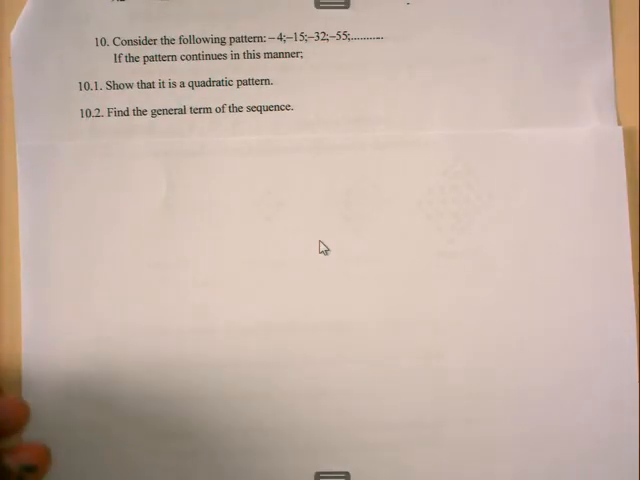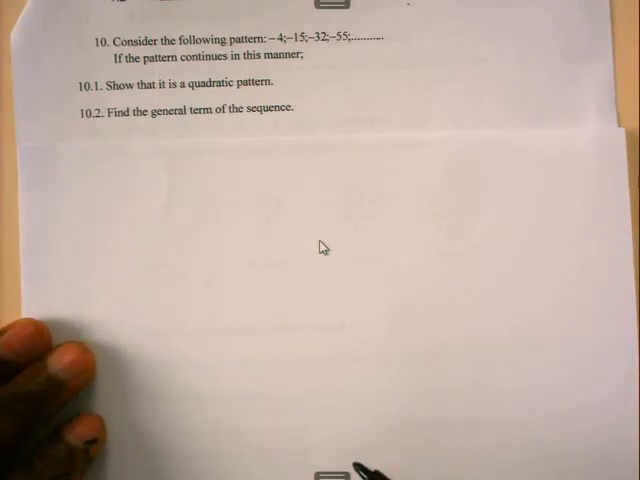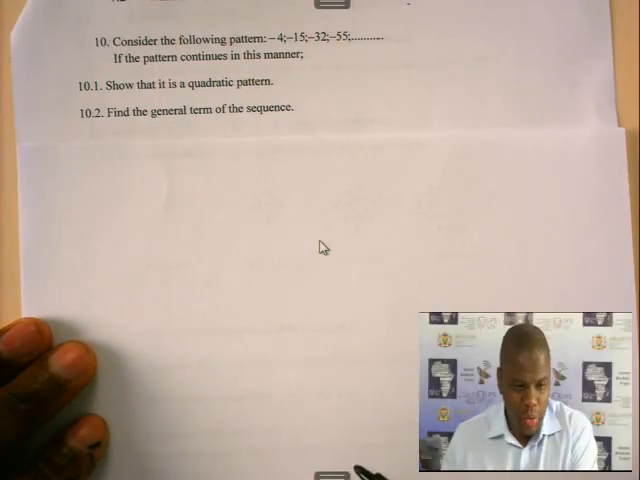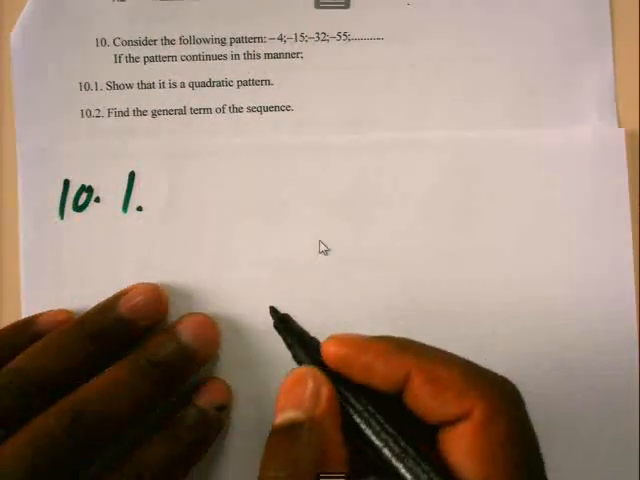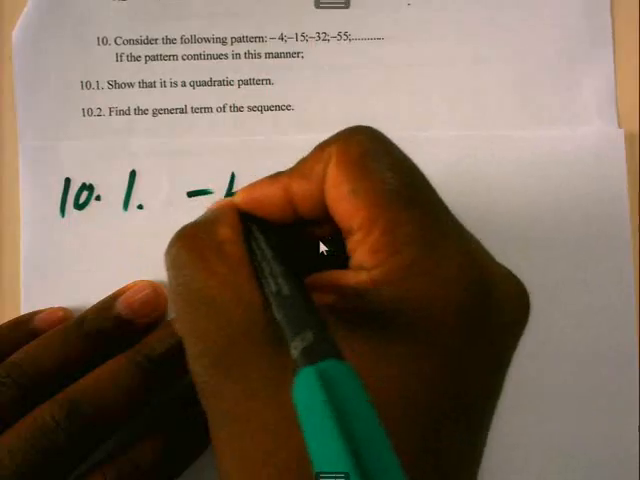Welcome. Consider the following pattern: minus 4, minus 15, minus 32, minus 55. Show that it's a quadratic number pattern. 10.1. Let's write down the sequence. Let's write down the pattern.